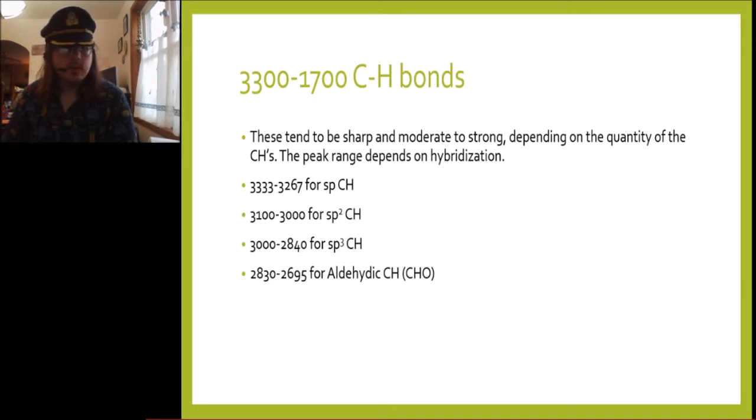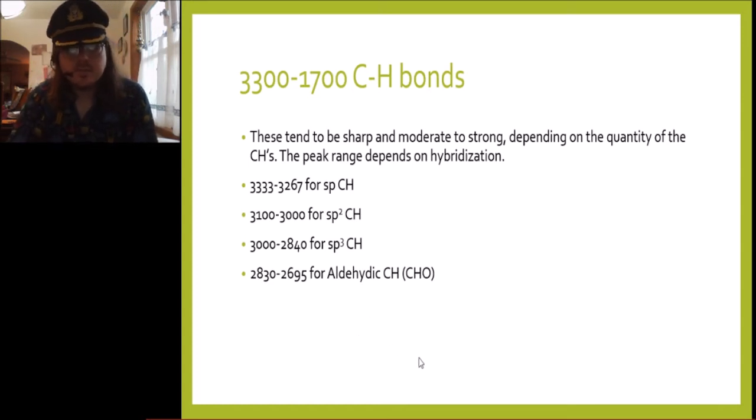And of course, below the sp3 we have aldehydic stretches. These are a little bit different because of how the inductive effect of the aldehyde kind of weakens our CH bond, changes our CH bond. But either way, you only really see CH bonds in this region, so 3300 to 1700. So we don't really have to worry about anything else.